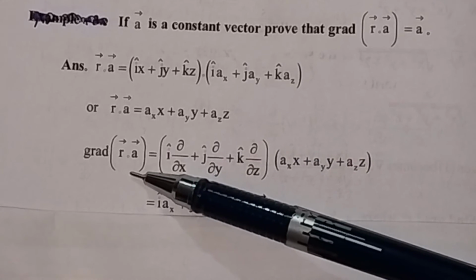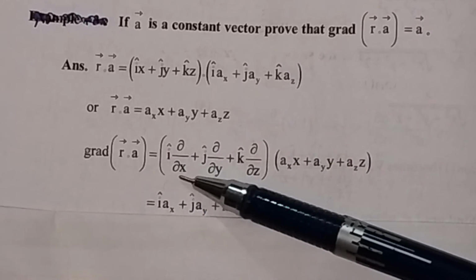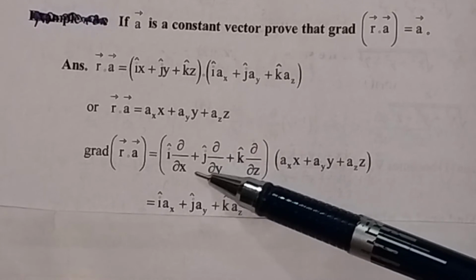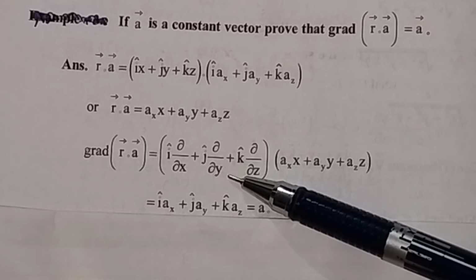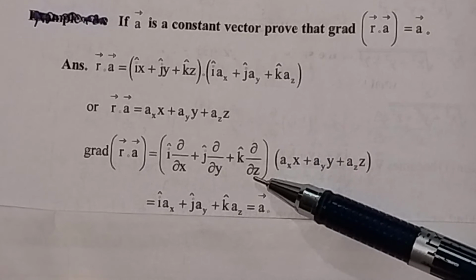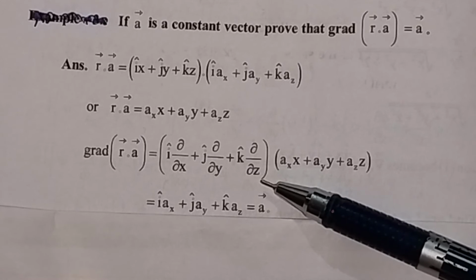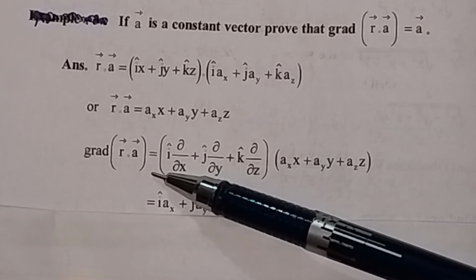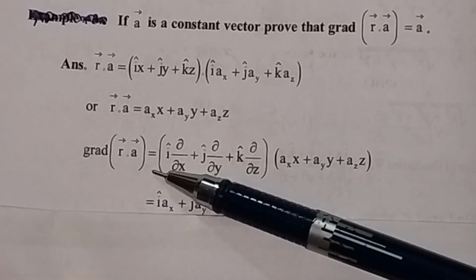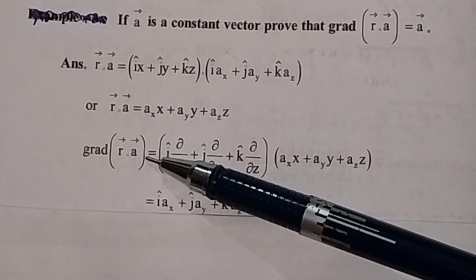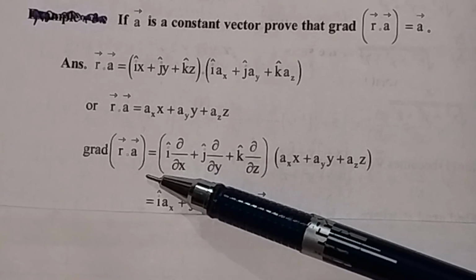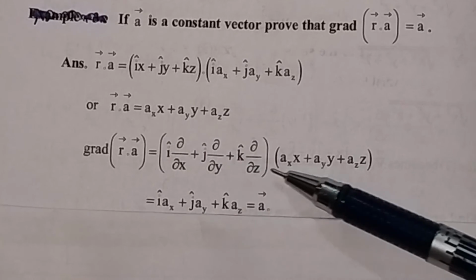So if you take the gradient of r dot A, gradient is nothing but i cap partial derivative with respect to x plus j cap partial derivative with respect to y plus k cap partial derivative with respect to z, because I have told you, you always take the gradient of a scalar, because you cannot have gradient of a vector. Gradient of a scalar is equal to the del of the scalar quantity.